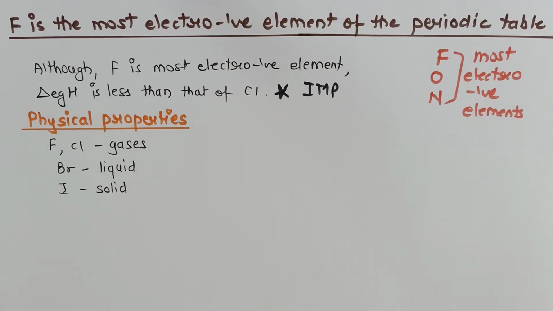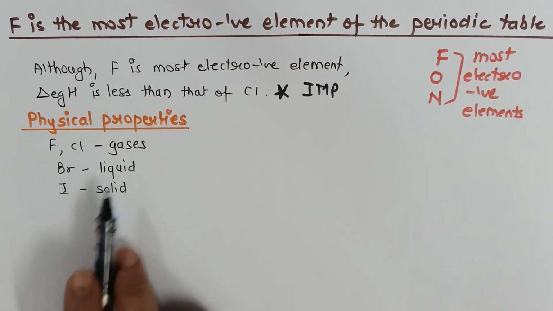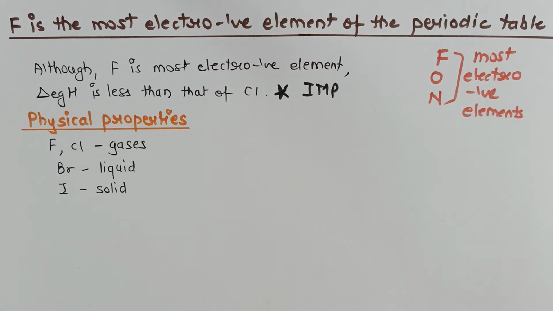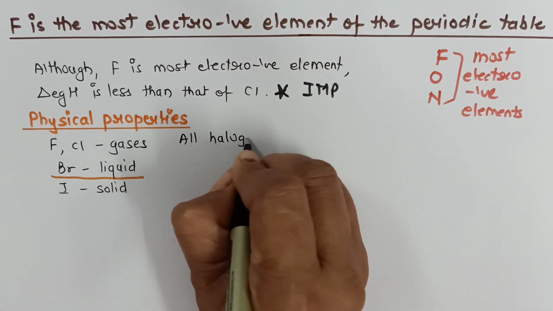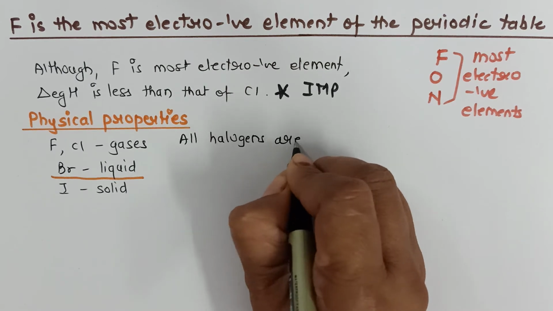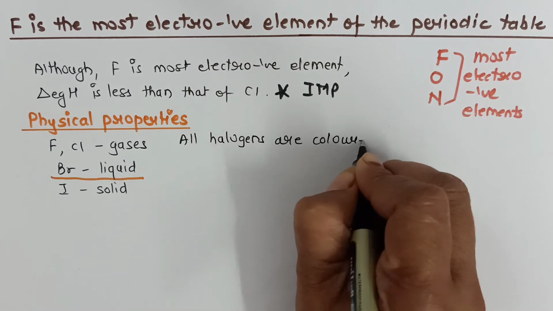If we look at the physical properties of these elements, we find that fluorine and chlorine exist in the gaseous state, bromine exists in the liquid state, and iodine exists in the solid state. Bromine is the only non-metal that exists in the liquid state. Now, we have to remember one more interesting thing about the halogens. All halogens are coloured substances.